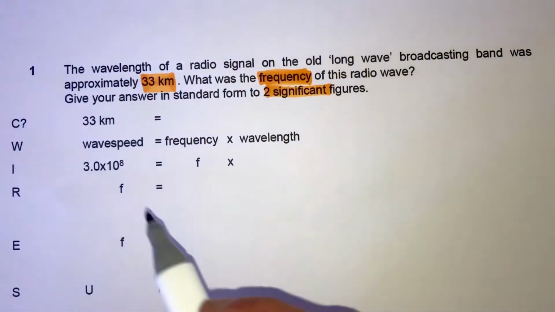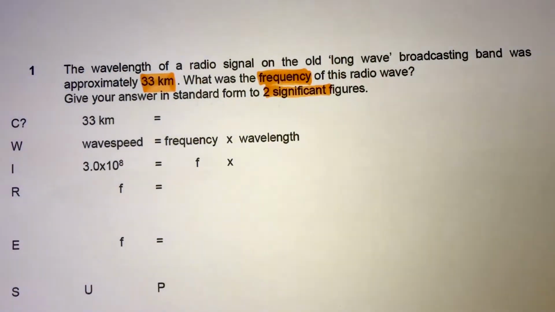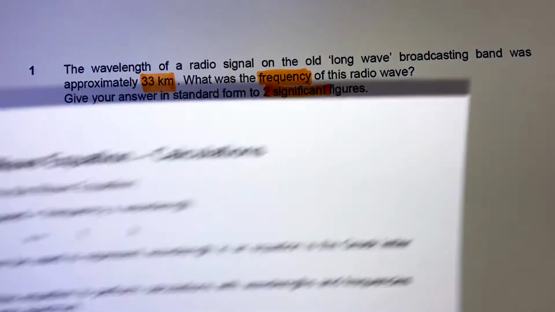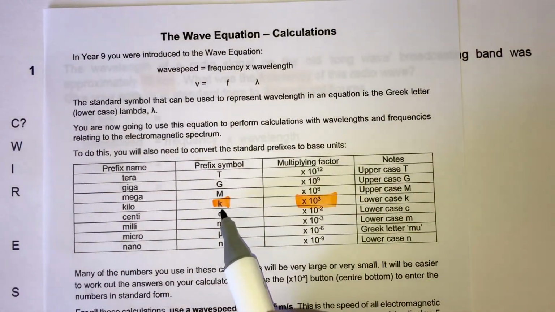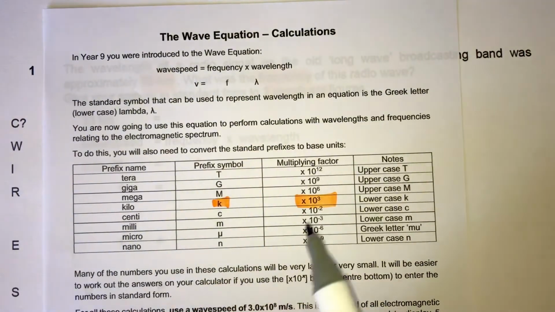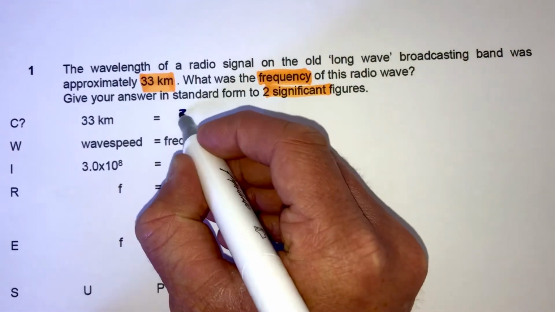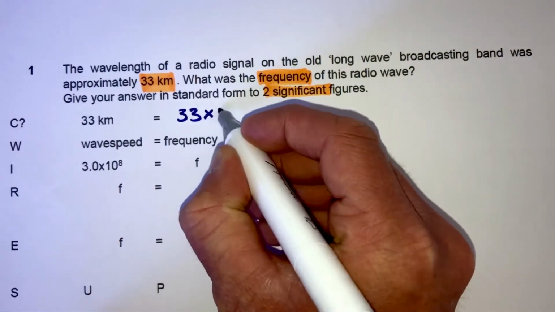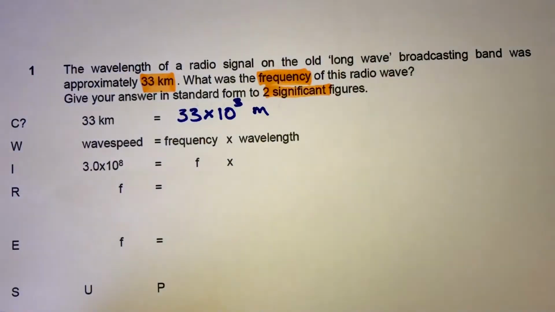So the C is convert. I want to convert 33 kilometers into meters. Again, if I can't remember how to convert kilometers to meters, back on the first sheet there's a very helpful table. I've highlighted the one we're looking at here. K stands for kilometers, or kilo, and that's times 10 to the 3. So I'm going to have 33 times 10 to the 3 meters.